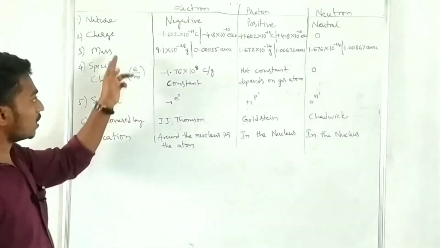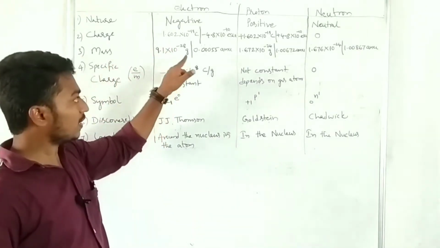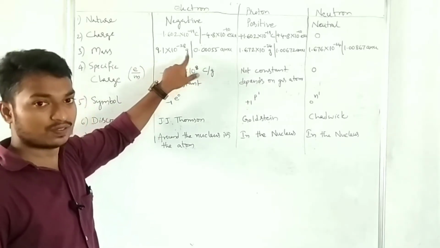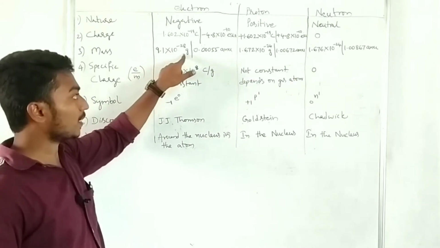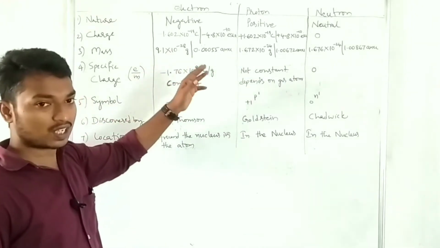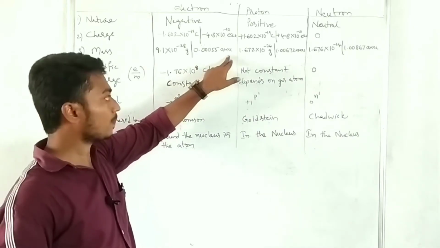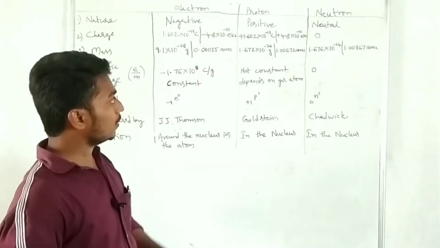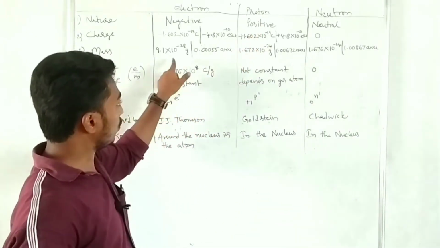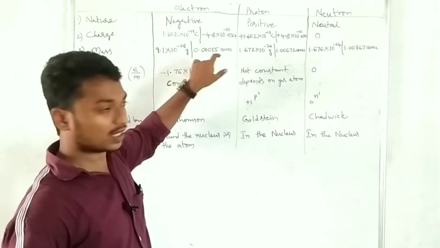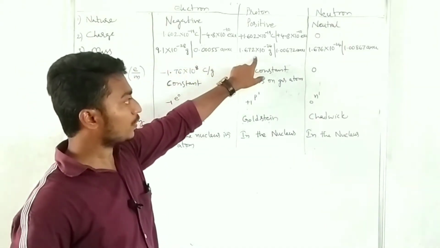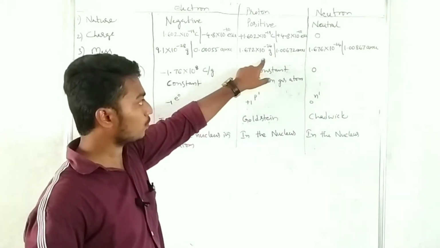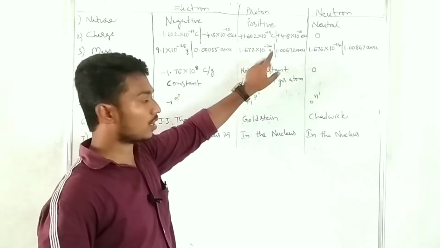If you observe, the mass of an electron in grams is 9.1 into 10 to the power minus 28 grams. In kilograms, 9.1 into 10 to the power minus 31 kilograms. In atomic mass units, AMU, 0.00055 atomic mass units. The mass of a proton is more than the mass of an electron: 1.672 into 10 to the power minus 24 grams, or in kilograms, 1.672 into 10 to the power minus 27 kilograms.